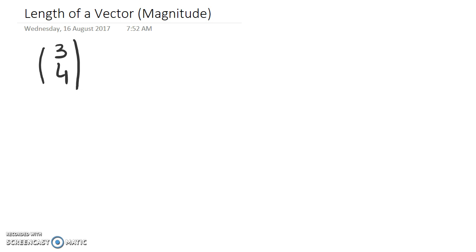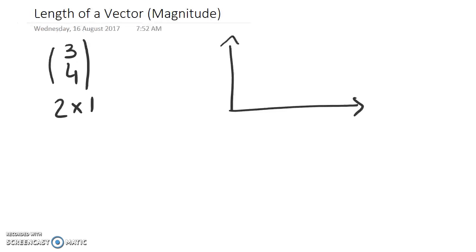Now because we've only got a 2 by 1 vector when we're talking about the dimensions, that's nice and easy to plot on a Cartesian plane. So if we think about this as our x direction and our y direction, our vector will be going across 1, 2, 3 in our x dimension and 1, 2, 3, 4 in our y dimension, and would end up somewhere up here. So we could draw this vector like that.